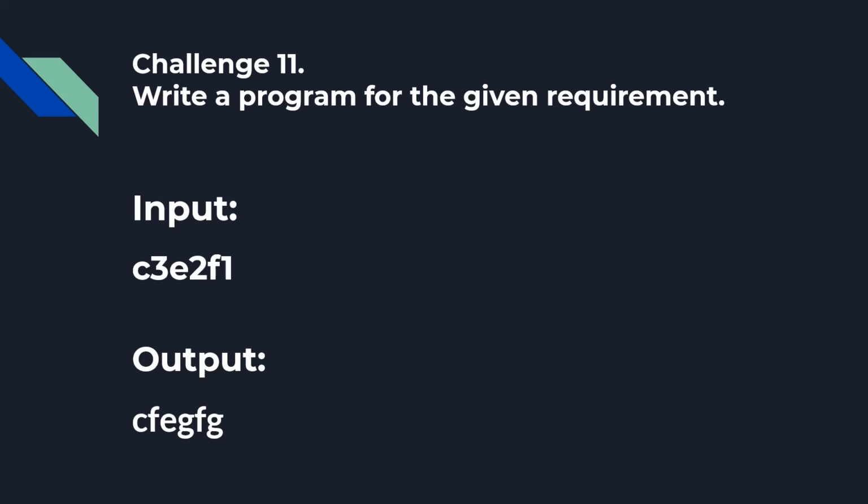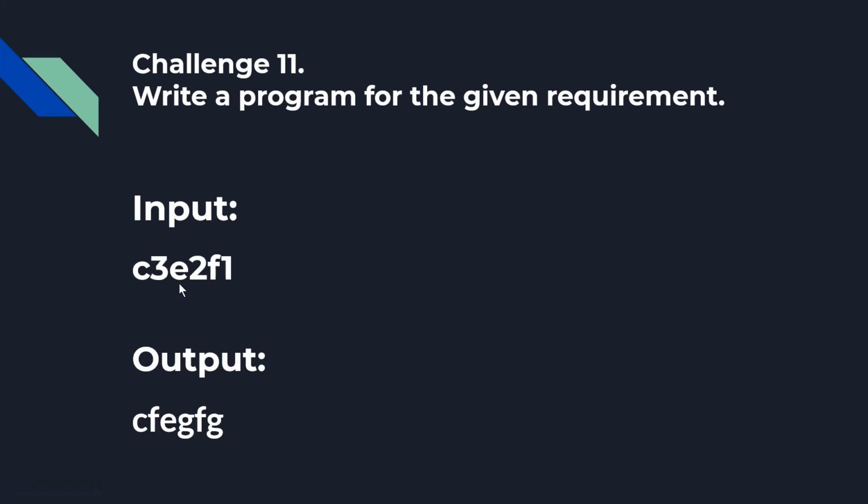Write a program for the given requirement. They have given the input C3, E2, F1 and the output CF, EG, FG. The first is an alphabetical and the next one is a number, right? So we have to print the third alphabetical next from C. What is the third alphabetical next from C? D, E, F. So we have to print F after C, right?